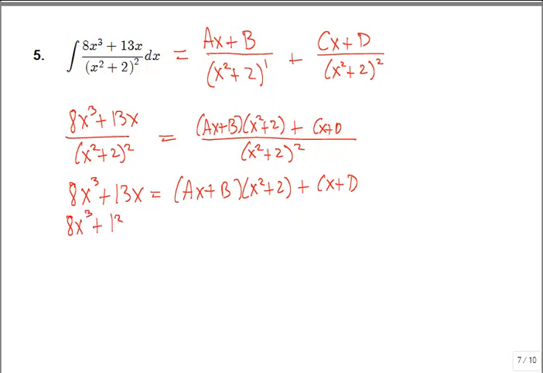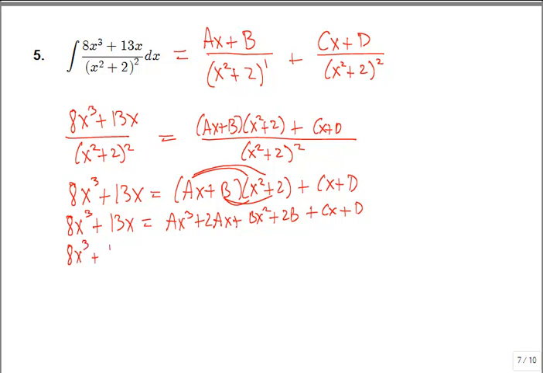So what I'm going to do is I'm going to FOIL out over here. I'm going to get ax cubed plus 2ax plus bx squared plus 2b plus cx plus d. And now what I'm going to do is put this in decreasing order on that right-hand side, and group together my like terms.